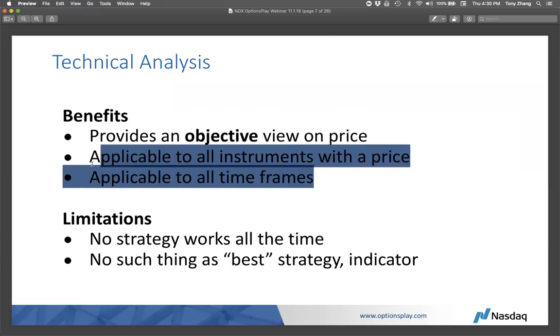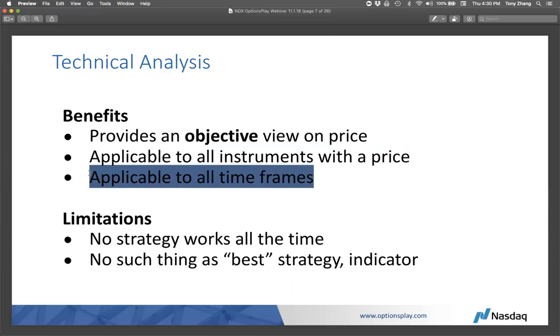And lastly, because we all have different trading frequencies, some of us are day traders, some of us are long-term buy and hold traders. Other forms of analysis are not easily adaptable to different time frames. Technical analysis is, because you can look at a 1-minute chart, a 1-day chart, a 1-week chart, a 1-month chart, all different forms of time frames. You can apply the same level of technical analysis to any time frame.